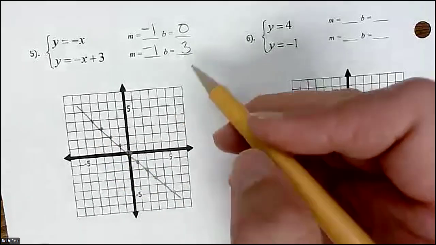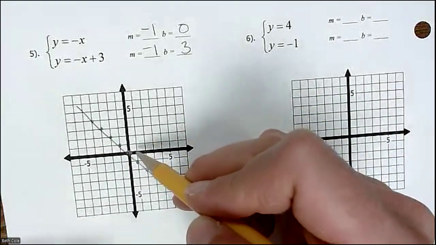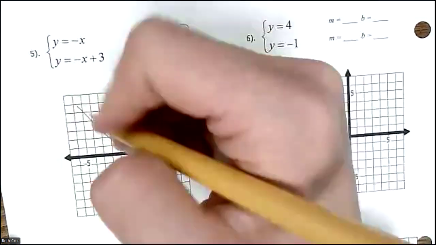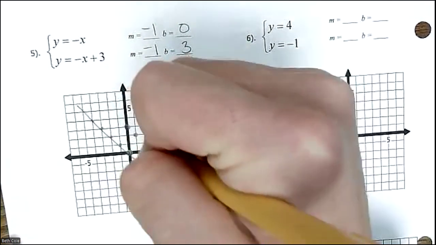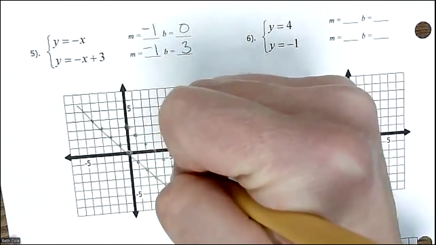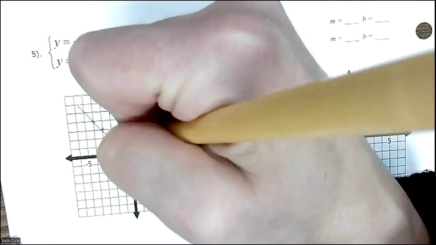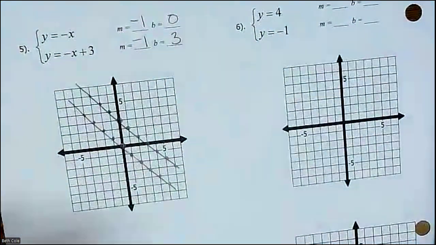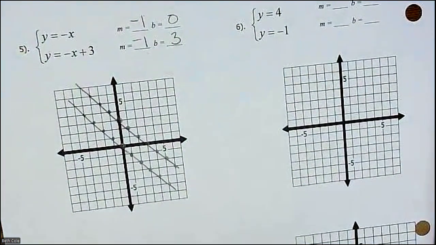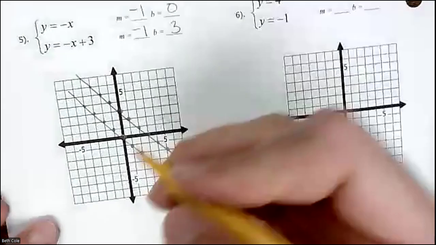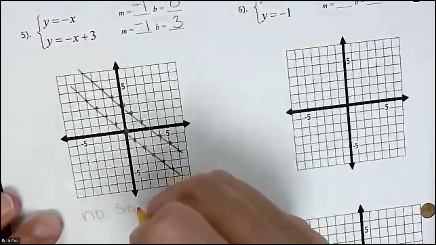The other one's going to look the exact same, except instead of starting at the origin, you're going to start up 3, but it's going to run along parallel to the line we just graphed. So what does that mean? The answer to the whole thing, you can't forget to write an answer. It is no solution because they don't intersect anywhere.